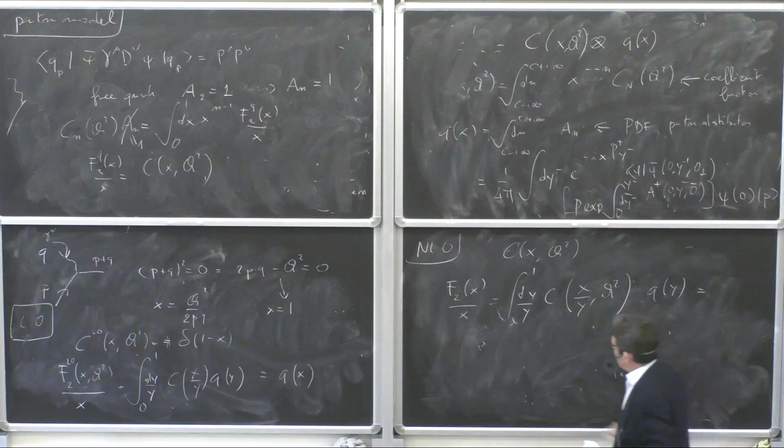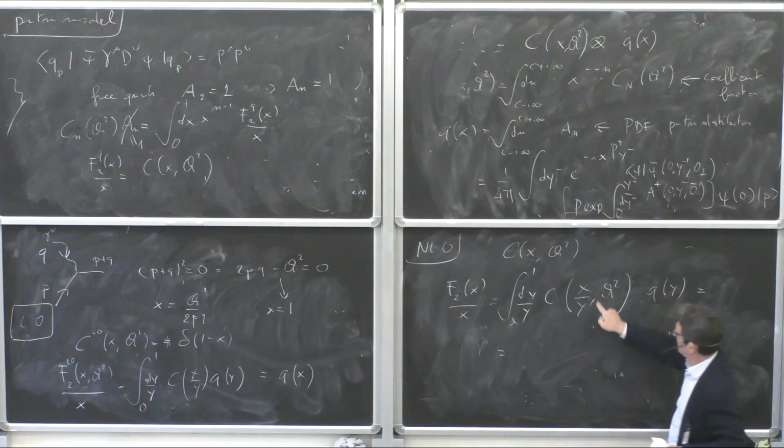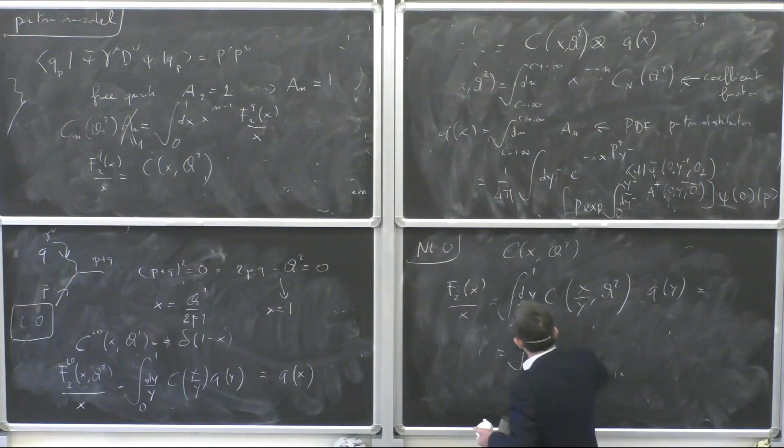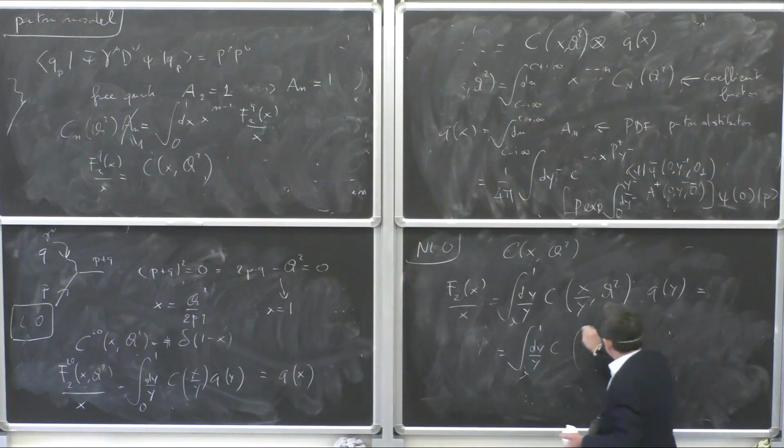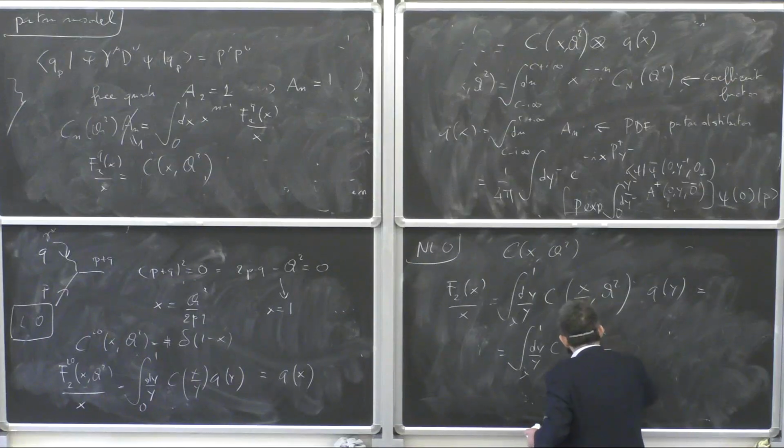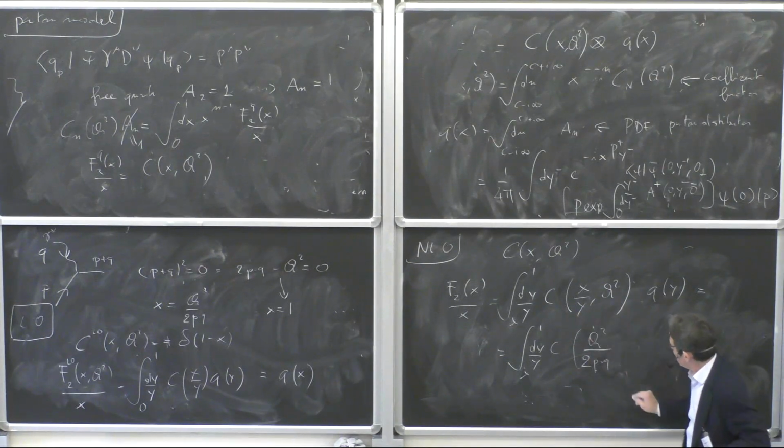Now, let me write down explicitly what this c of x over y is. So I can write it as integral dy over y from x to 1. Now, remember, x is Bjorken x. So this is q square divided by 2 p dot q. And then there's a little y here.